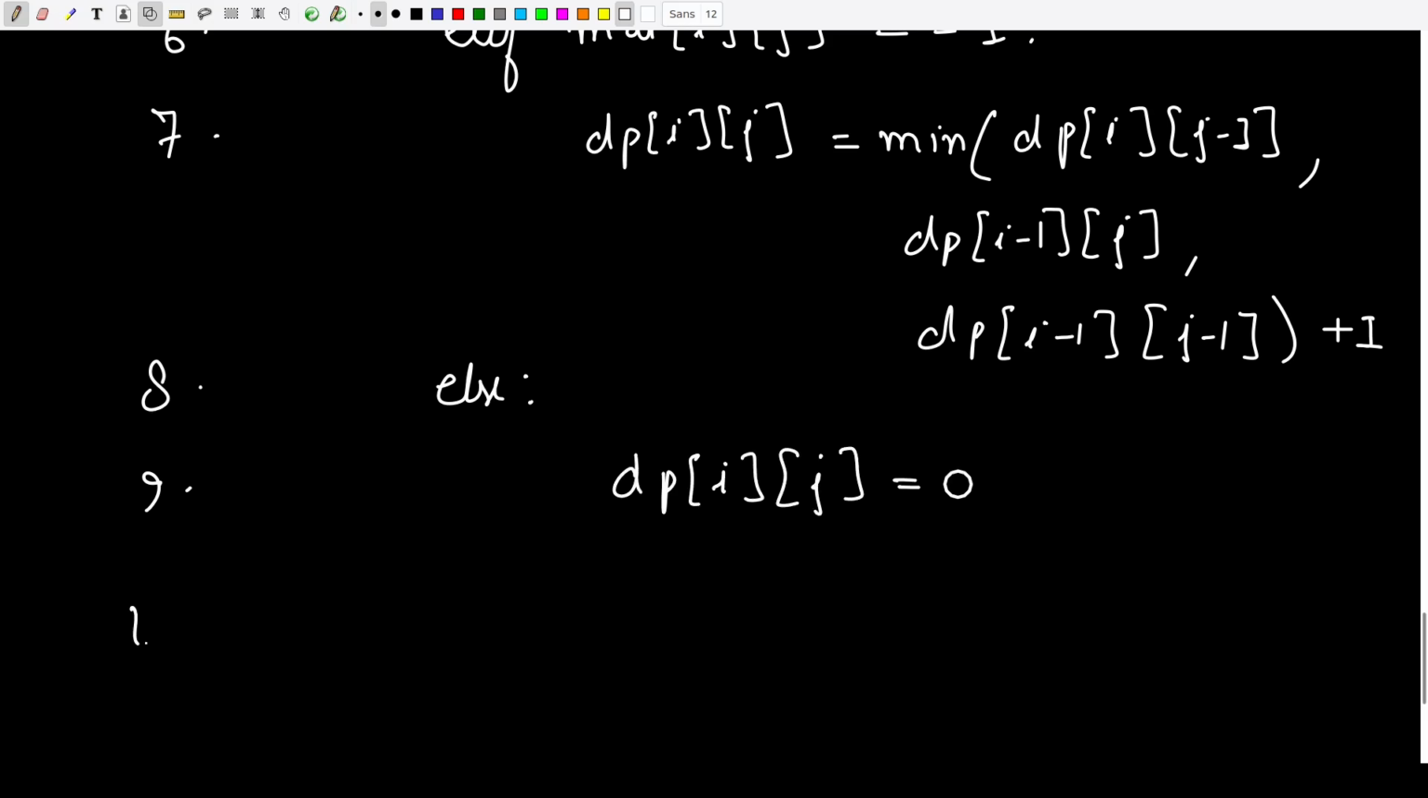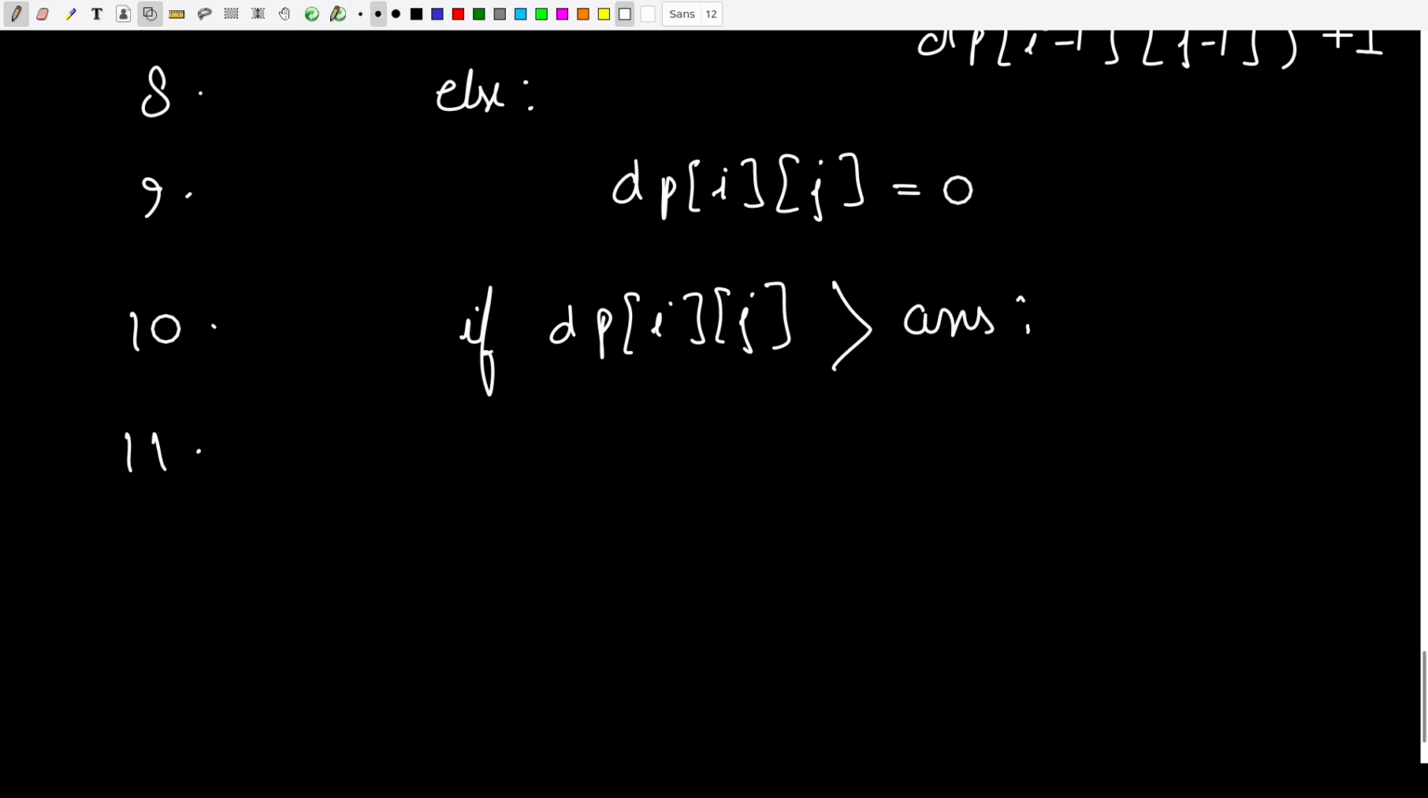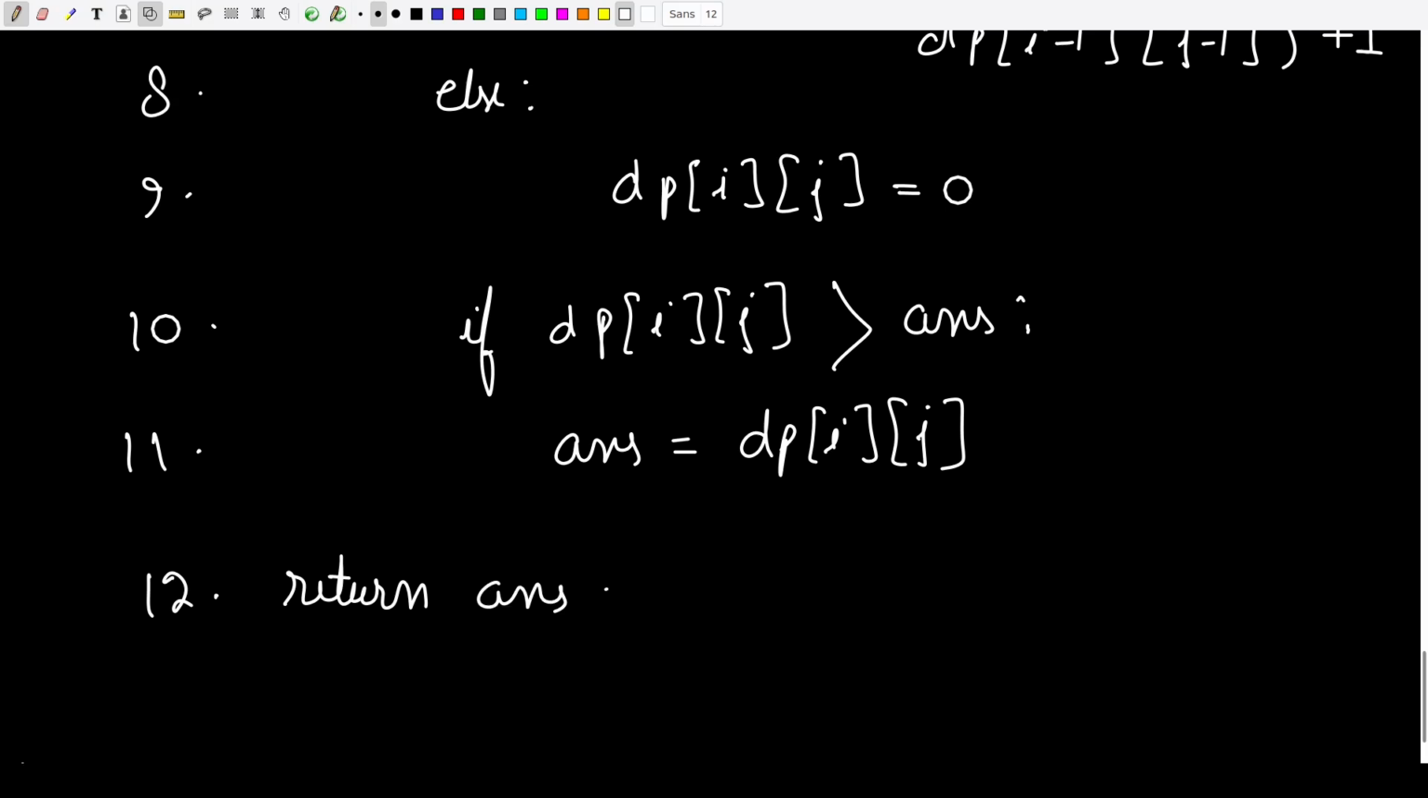And once we have updated our dp i comma j entry, we are going to compute the maximum dimension. So if dp of i comma j is greater than answer, then answer equals dp of i comma j, and then towards the end we are going to return answer, and in this way we will be able to get to our answer. So that's the pseudocode, folks.